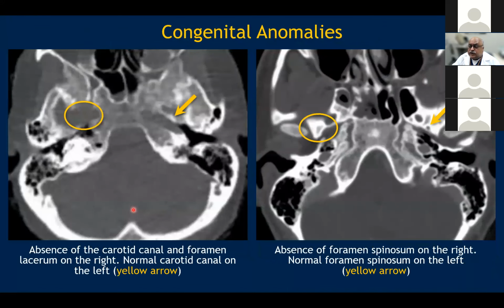Evaluation of the normal anatomy is important because we can see the absence of the carotid canal here and the presence of the carotid canal there. So we can make sure that we don't miss the major anomalies which can be missed on a cursory evaluation. Again, another important thing is to look for even the smallest of the neural foramina, just to make sure that they are present, and I've demonstrated here absence of the foramen spinosum.